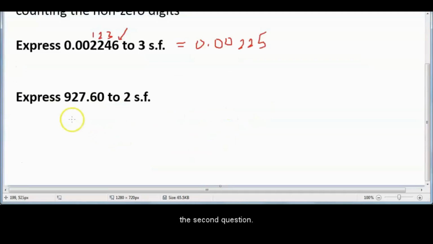The second question says express 927.60 to 2 significant figures. For this question, the first non-zero digit is 9. So I'll start counting from 9.